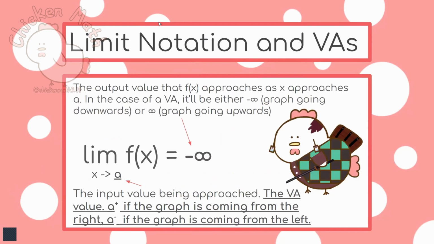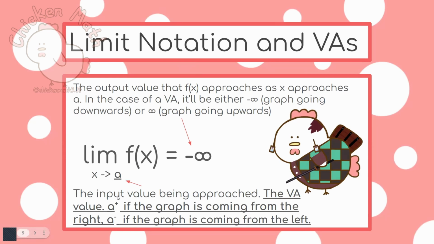All right, so next we're going to be talking about limit notation and vertical asymptotes. So we have worked with limit notation before, but now we're going to specifically use limit notation to express the behaviors of a graph as it approaches a vertical asymptote. So this is how you write a limit statement. You have limit, and then you have your function name, so f of x, and then you have x approaching a. So a is going to be the input value being approached.